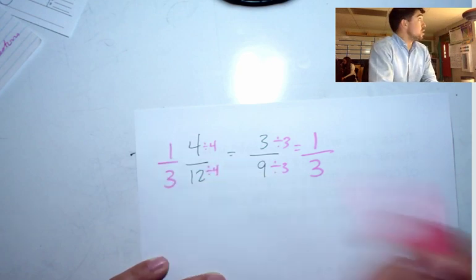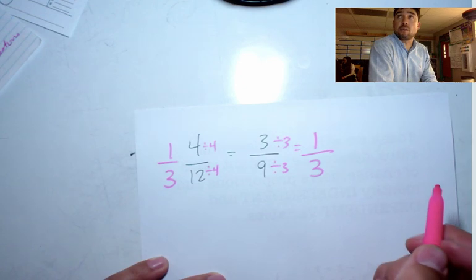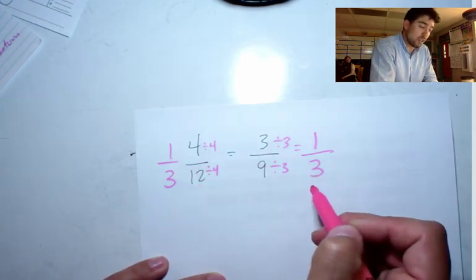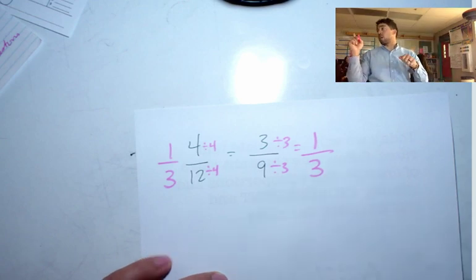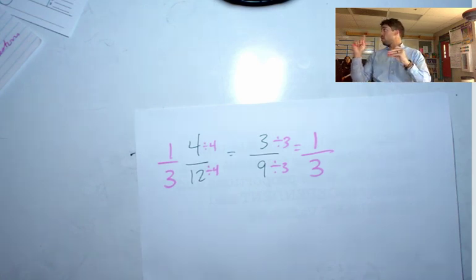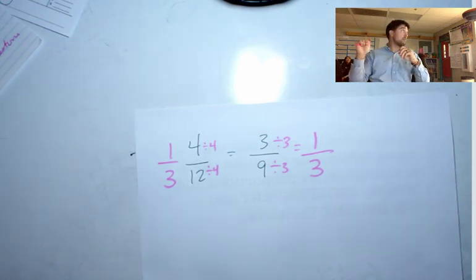So we cross multiplied. We determined it was equivalent. We simplified the fractions. We determined it was equivalent. There's one last way I showed you to determine if they're equivalent, which is? I gave you one more way to determine if these were equivalent. What was that other way?